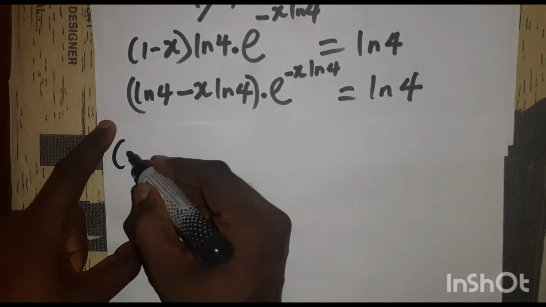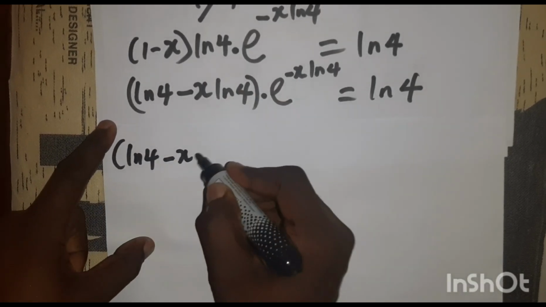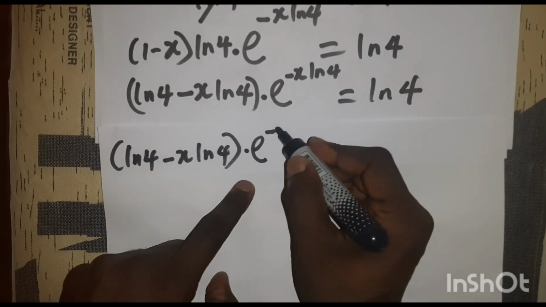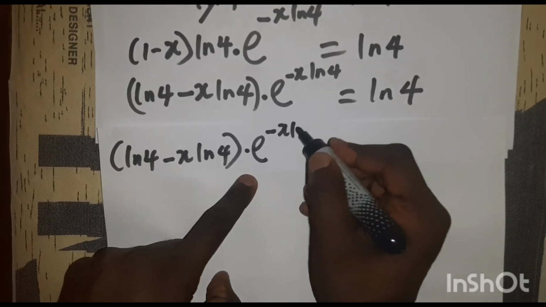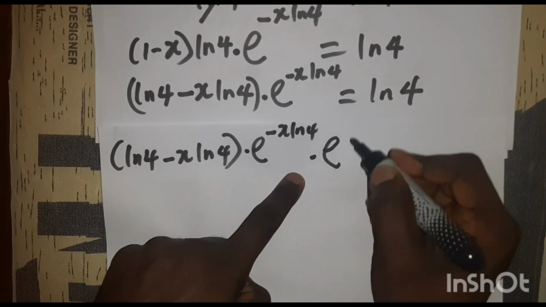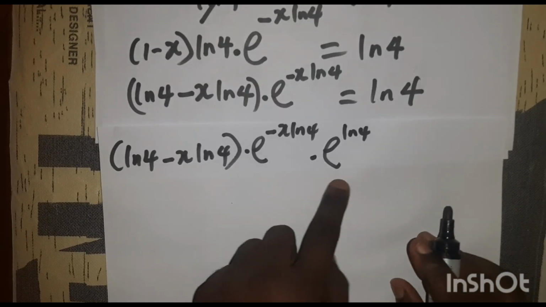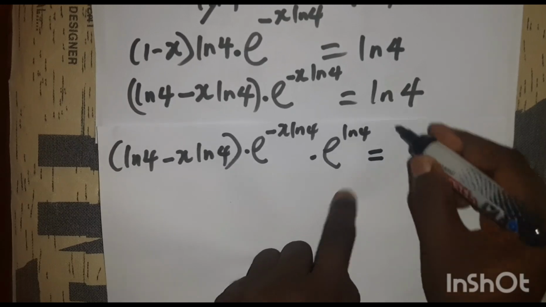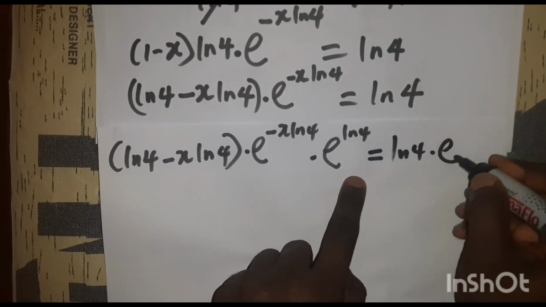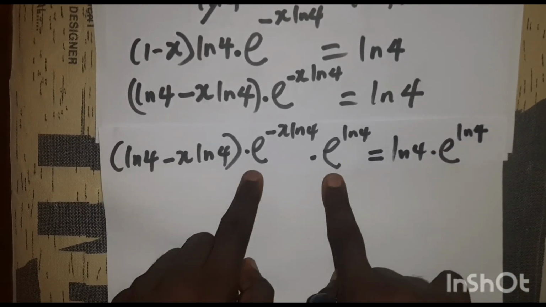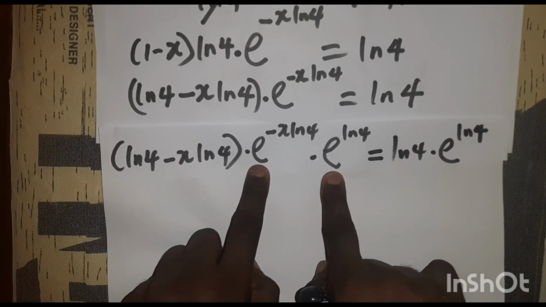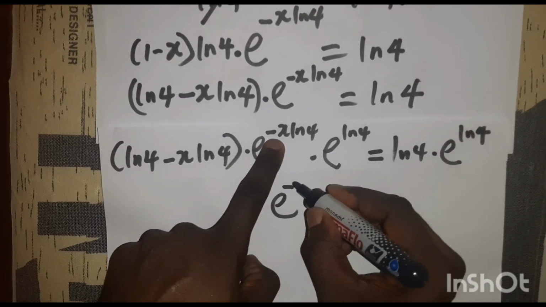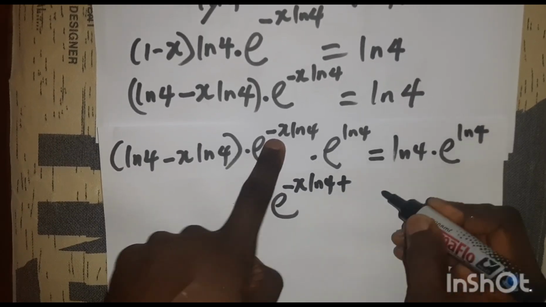So I have ln of 4 minus x ln 4 dot e raised to the power minus x ln of 4 times e raised to the power ln of 4. So if I'm multiplying this left hand side by this e raised to the power ln of 4, I'll do the same thing to the right hand side. So I'll say equals to ln of 4 times e raised to the power ln of 4 also. And notice that here the bases are the same. I can multiply using the laws of indices. So I'm picking one e and then I'm adding the power. So I now have minus x ln of 4 plus this ln of 4.